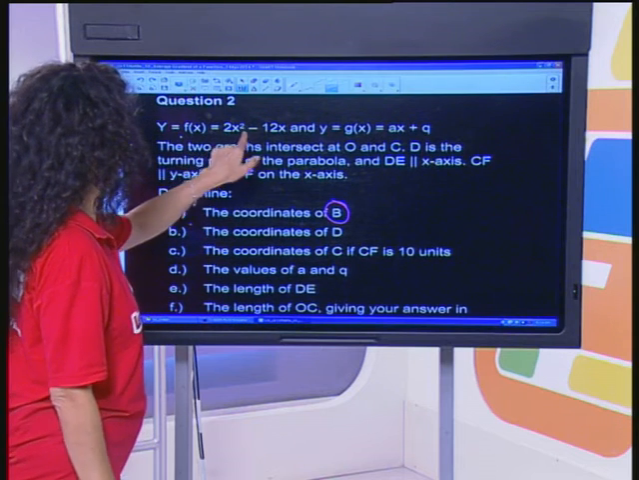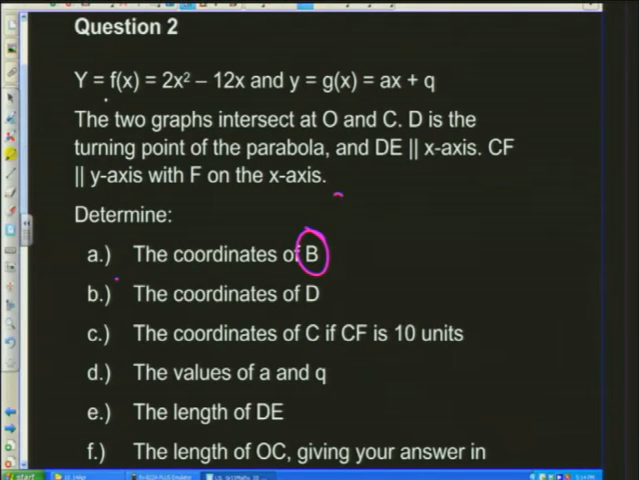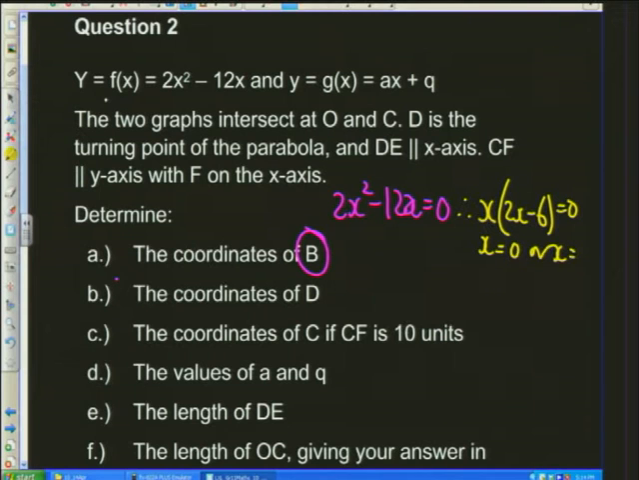So it's really here, our 2x squared minus 12x is equal to 0. So therefore, if we take out x, we're left with 2x minus 6 is equal to 0. So we get x is 0 or x is equal to 3. So those are our x-intercepts.